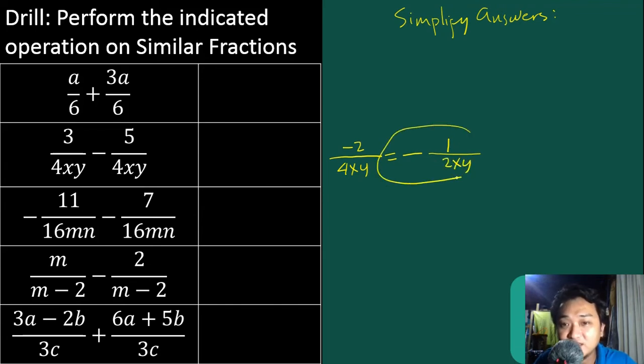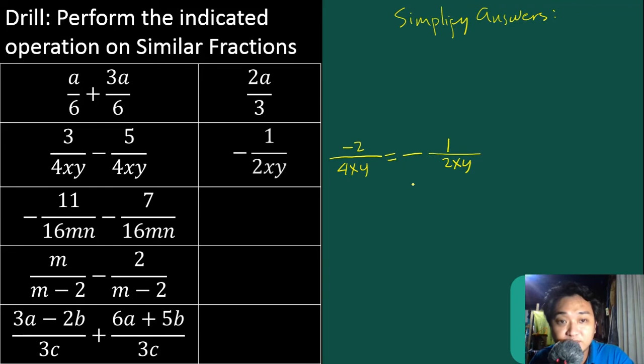xy. So, the final answer is negative 1 over 2xy. Tingnan nga po natin kung tama yung sagot natin. Okay, so negative 1 over 2xy.